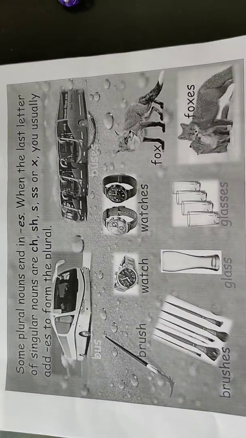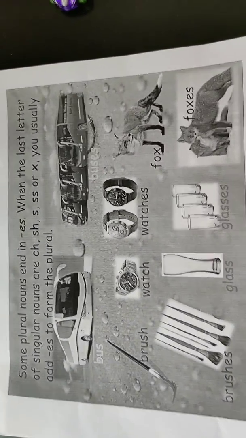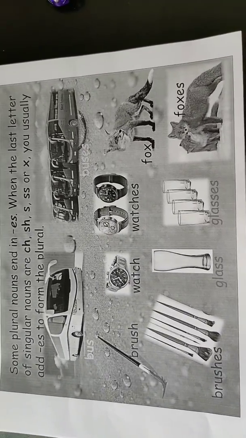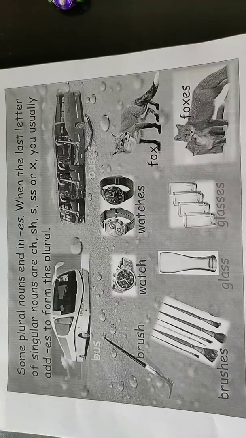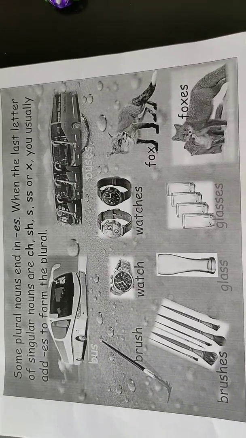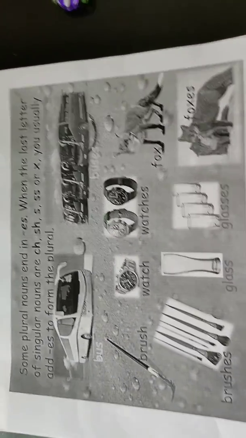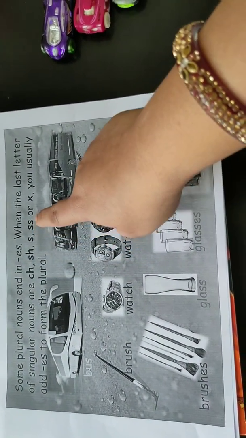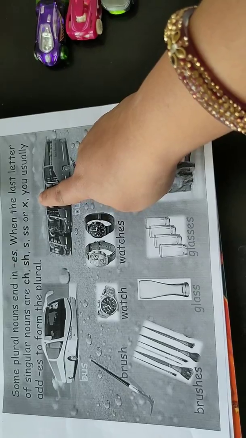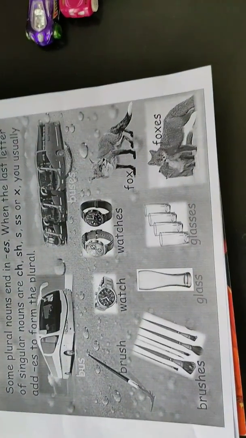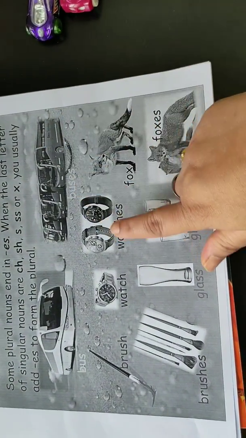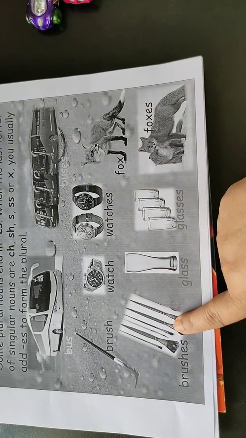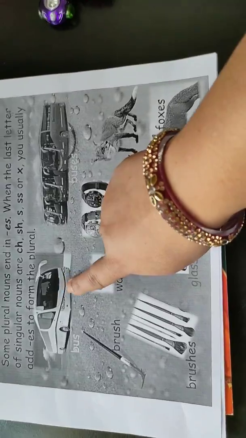Hope you all made the list. Now let's move on to the next rule of making a singular noun plural. Some plural nouns end in es. And which are those? When the last letters of singular nouns are ch, sh, s, ss or x, you usually add es. For example, buses, watches, foxes, glasses, brushes.